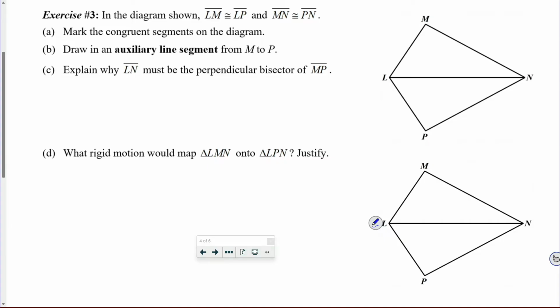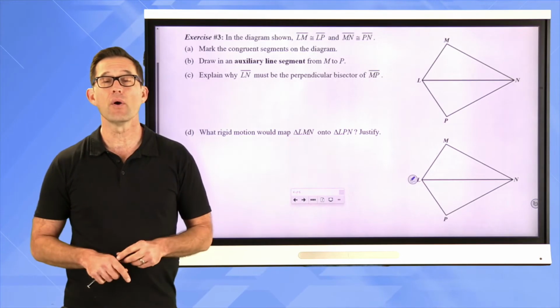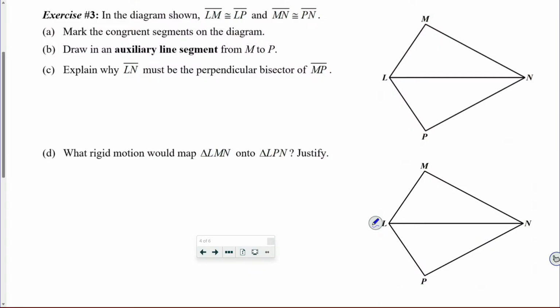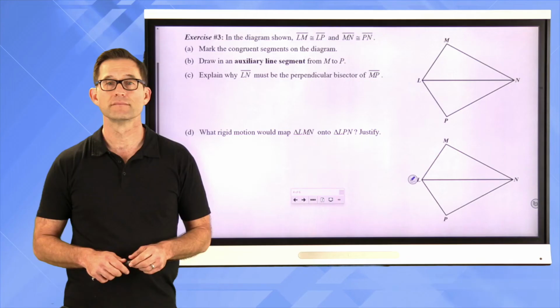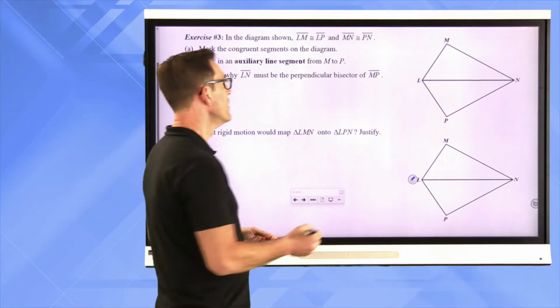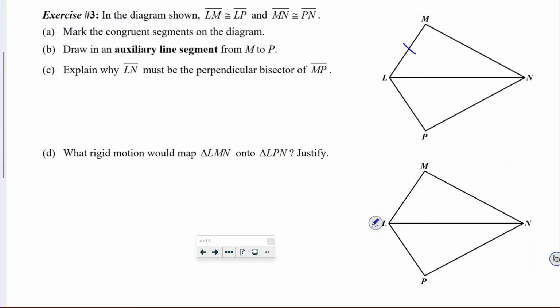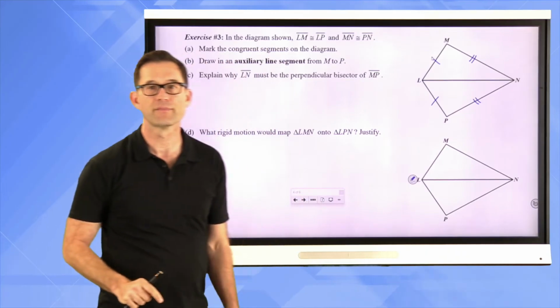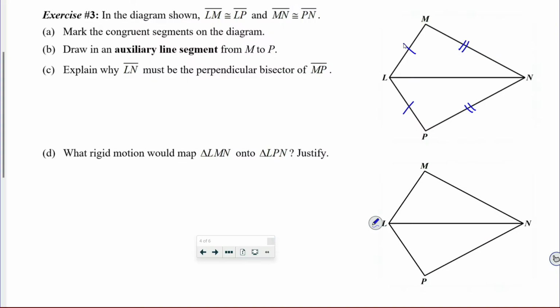In the diagram shown, segment LM is congruent to segment LP, and segment MN is congruent to segment PN. Letter A, mark the congruent segments on the diagram. Why don't you go ahead and do that? Okay, here we go. This picture should look kind of familiar to you. LM is congruent to LP. MN is congruent to PN.